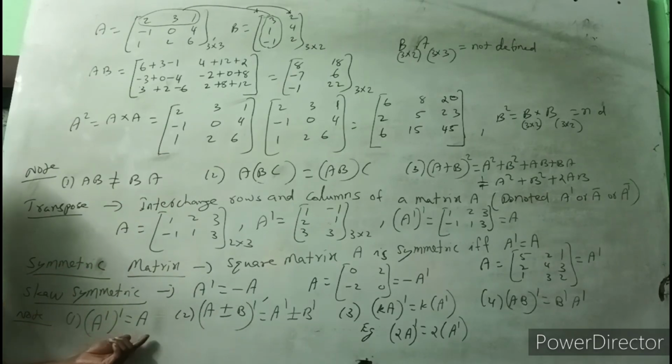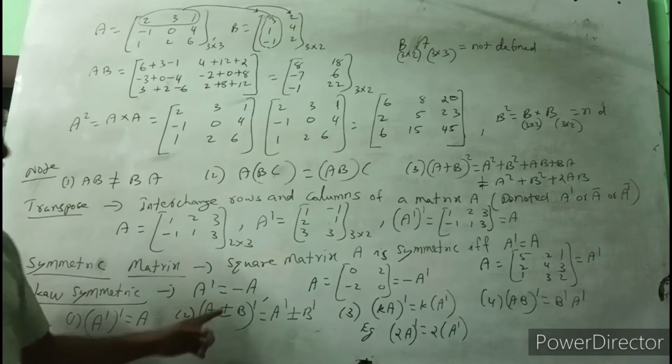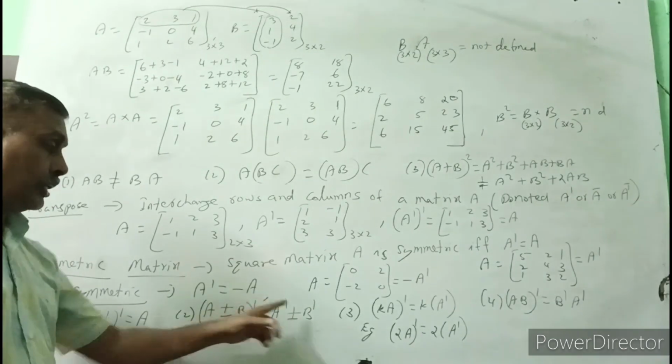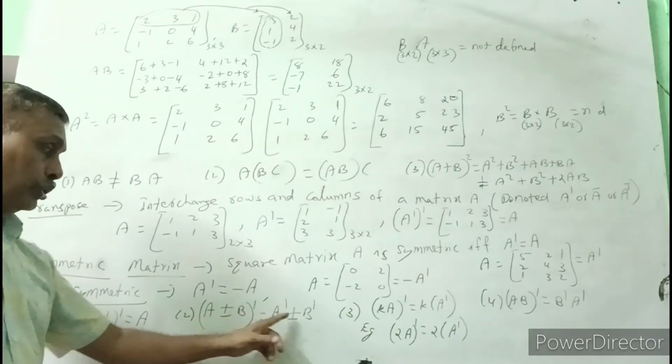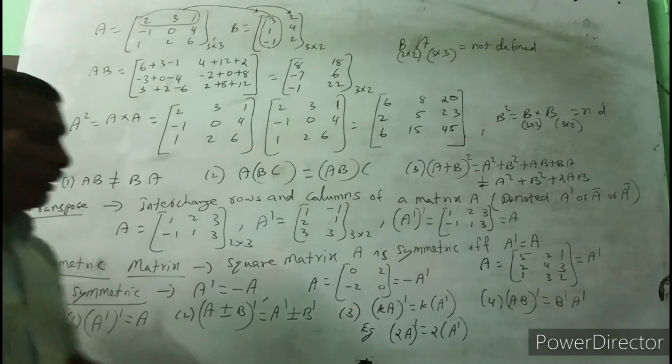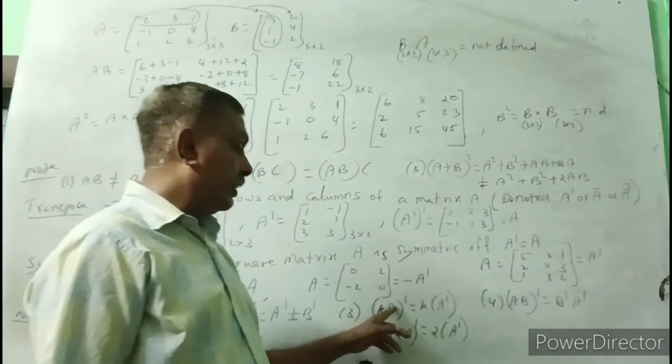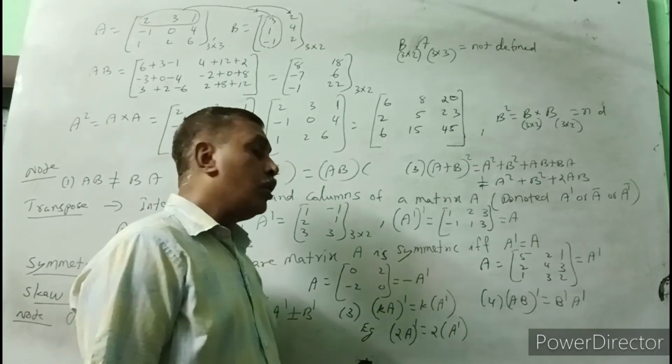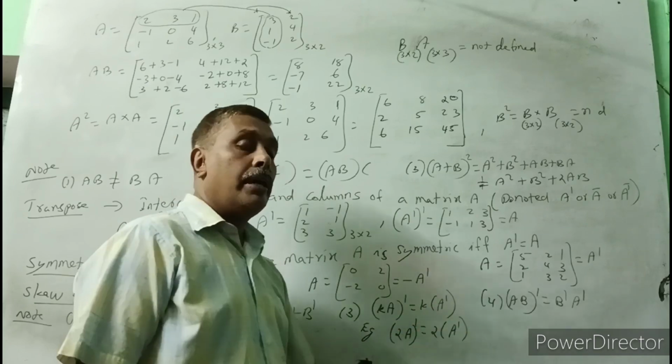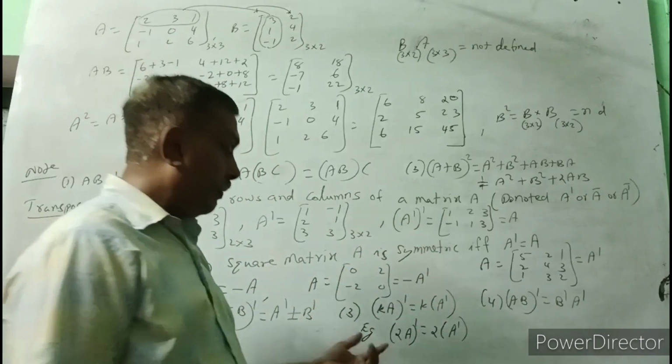Already I told you, the transpose of transpose equals A. Transpose of the transpose is the same matrix. Plus or minus, you can take the transpose directly inside. Constant you multiply with the matrix and take the transpose, or constant you put outside and multiply with the transpose, not a problem.